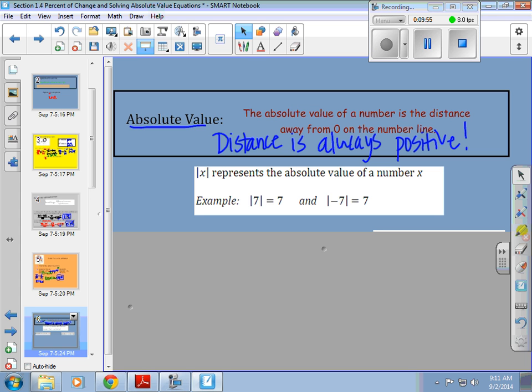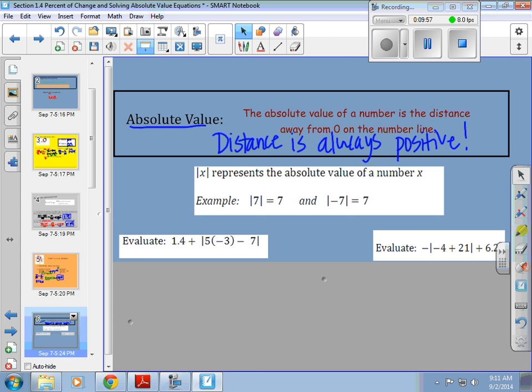Okay, we have some examples here with absolute value bars. When solving expressions, the absolute value bars act as parentheses. Perform any operations inside the absolute value bars first. Following our order of operations, we have to do what's on the inside. So if I look here, I have multiplying. I have 5 times negative 3, which will give me negative 15.